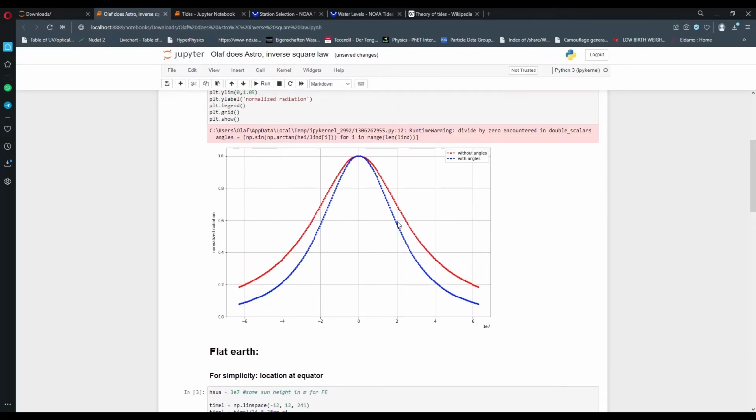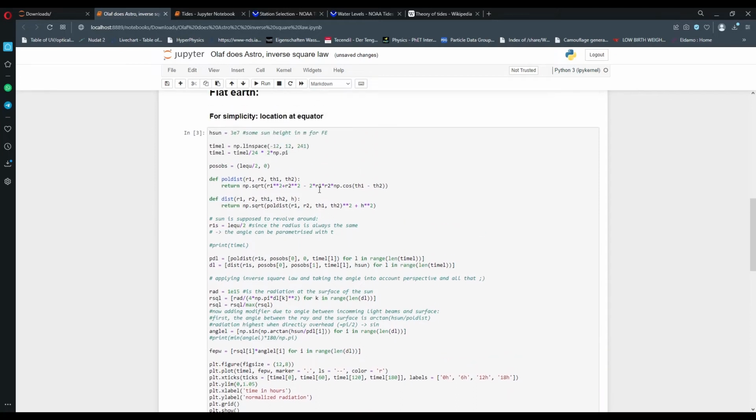And now for the flat Earth. Now this took me a bit more time than I'm proud to admit, but really what's going on here is that I have a location on the equator for simplicity, and the sun is moving in flat Earth style in circles, like around the tropic of wherever it is right now.